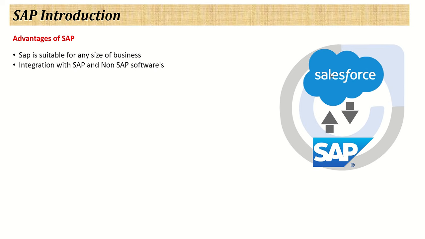Second, take an example: one company, along with SAP, is using Salesforce. We know Salesforce is the number one CRM in the world. But it is not an ERP, because Salesforce is used only to manage CRM related activity. So what some companies do is, on top of the SAP system, they use Salesforce to manage their CRM activity. Here we need some kind of integration, right? This integration is easily possible in the SAP software.